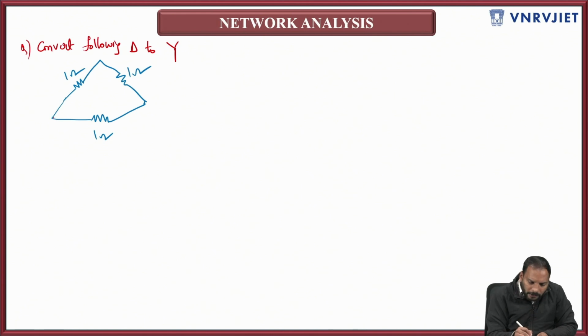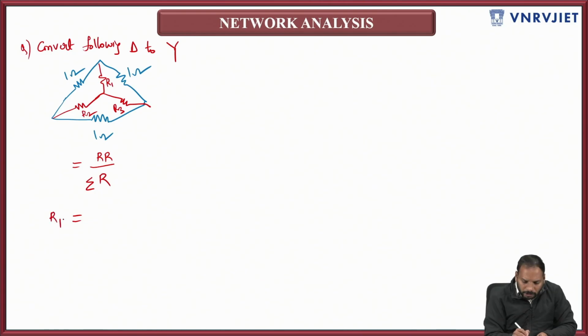Okay, so now how will you convert it? So you want this, this, and this. This is a star actually. So take it as R1, take it as R2, take it as R3. So finally, from delta to star conversion, you have a triple R formula, RR by R, but this R is what? Sigma R. Okay, that means simply R1 is equal to, so every resistor is 1, so 1 into 1 divided by 1 plus 1 plus 1. So simply 1 by 3 ohm is the answer.